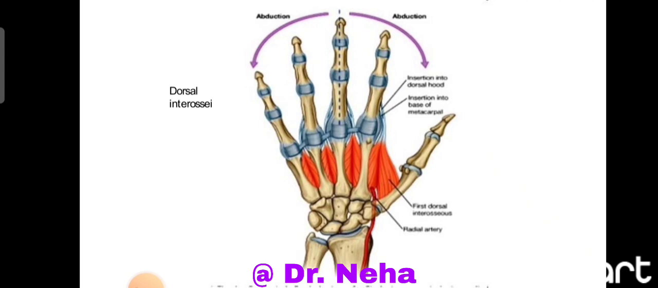The insertion is the same as that of the palmar interossei, that is in the extensor digitorum longus tendon, that is your dorsal digital expansion. Through this expansion, they are inserting into the bases of the proximal phalanges of the respective fingers.